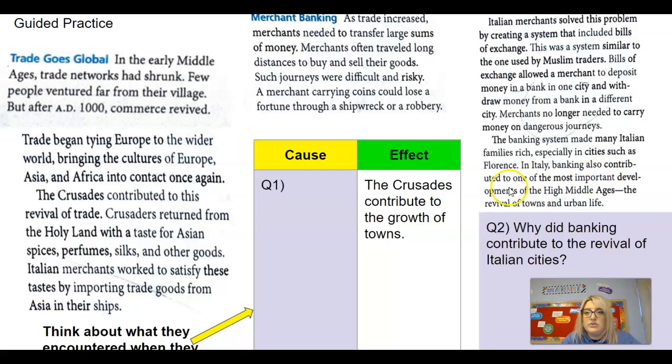In Italy, banking also contributed to one of the most important developments of the High Middle Ages, the revival, or the rebirth, of towns and urban life. So we have two questions. One of them happens to be a cause and effect, which we've been working with a lot lately. We want to know what caused the Crusades to contribute to the growth of towns. Here it says, think about what they encountered when they traveled. And then number two is, why did banking contribute to the revival or the rebirth of Italian cities? So you can go ahead and pause and answer those questions, and we'll come back together and go over the answers to that, as well as the annotations as to where to find the answers to those questions.